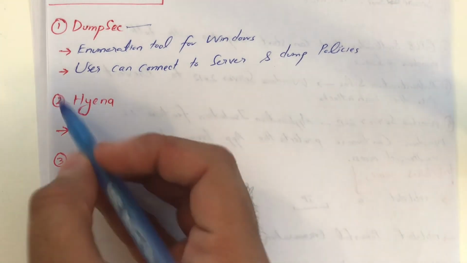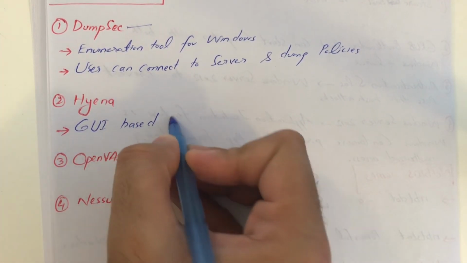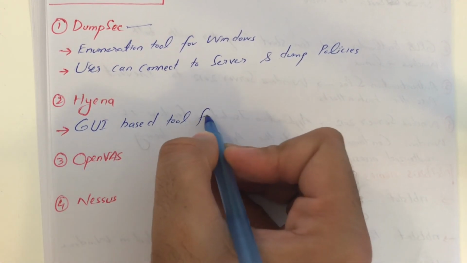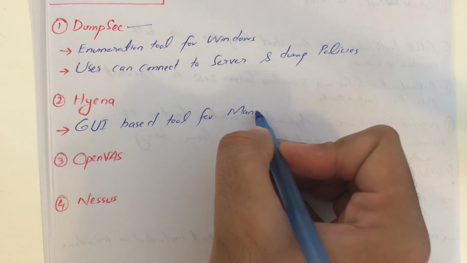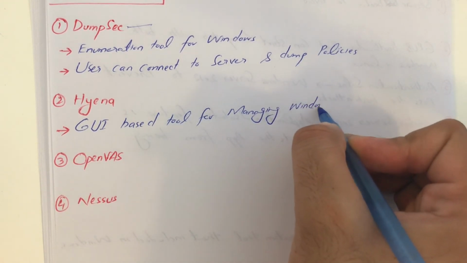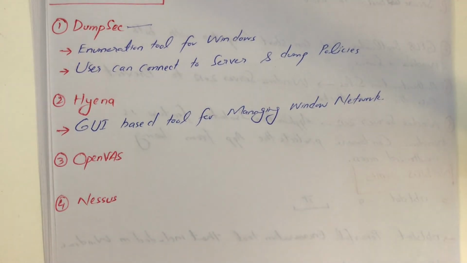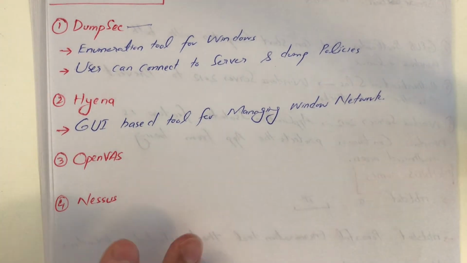Hyena is another one, which is a professional GUI based tool for managing Windows computers or a Windows based network, but it's a paid one. In fact, if you have multiple computers, Hyena will give you deep insight into those computers. It can be used for enumeration as well. OpenVAS and Nessus, I believe we already talked about them. These can also be used for enumeration. We can gather information about other stuff.